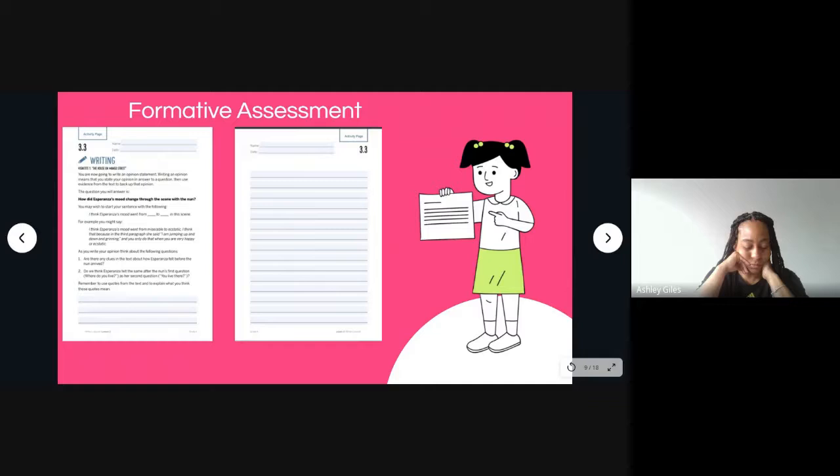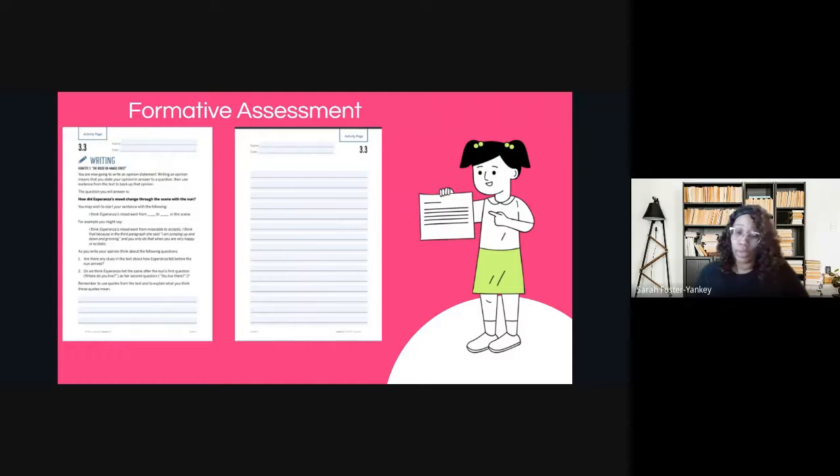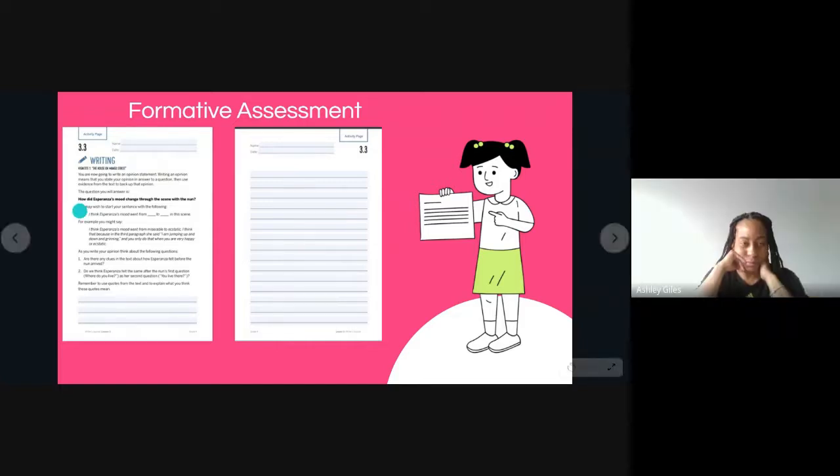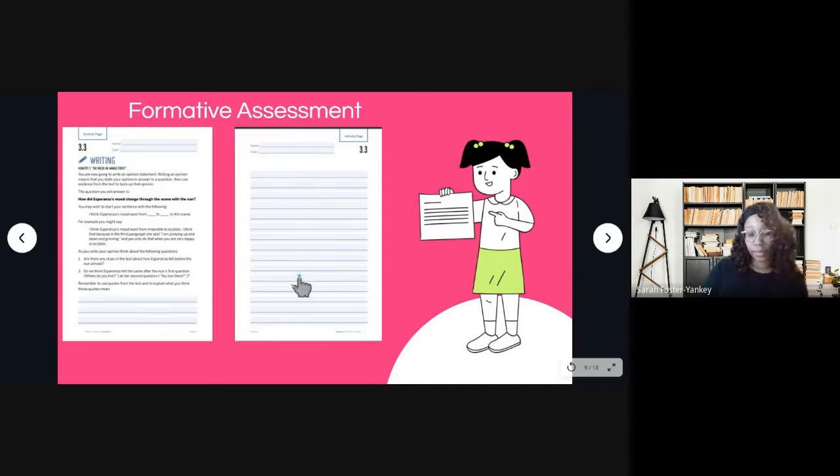The teacher is going to draw the students' attention to the word change in the question, how did Esperanza's mood change through the scene with the nun? Because that's really important for them to understand. The students will complete this page independently, and the teacher is going to provide sentence frames and prompts to support students as needed. Once they are done with that, the teacher is going to be soliciting some volunteers to read their opinion statements, ensuring that they have used text evidence.